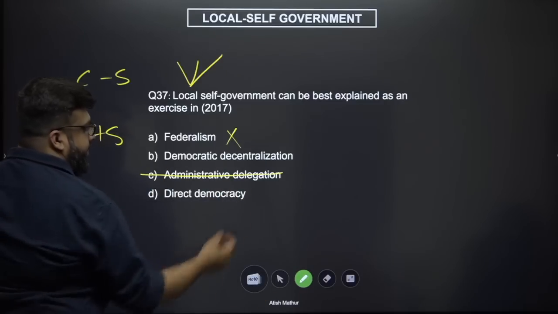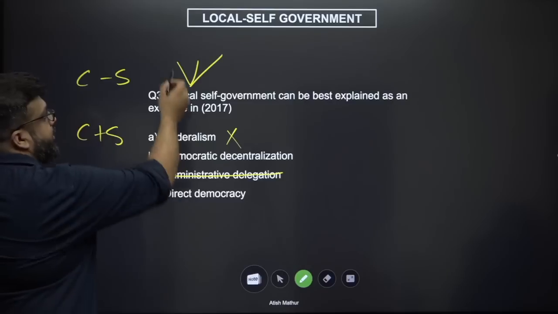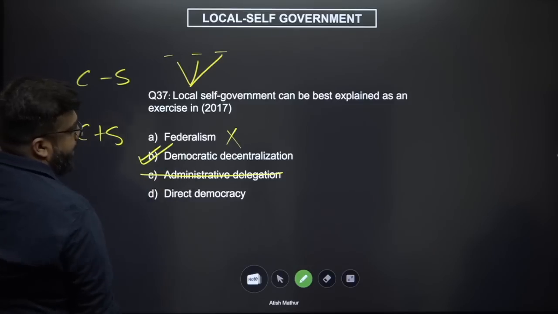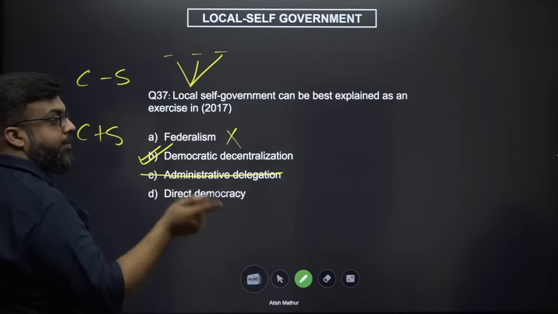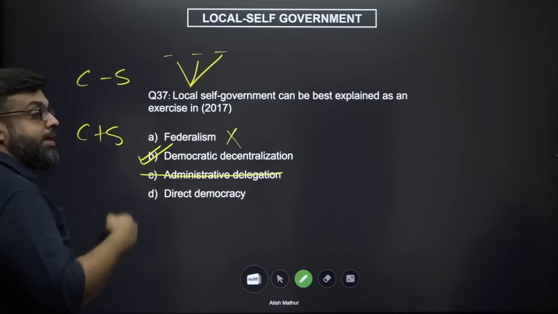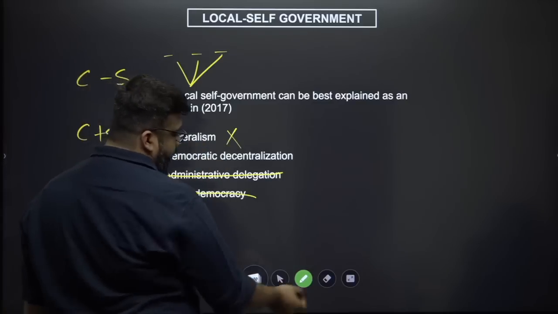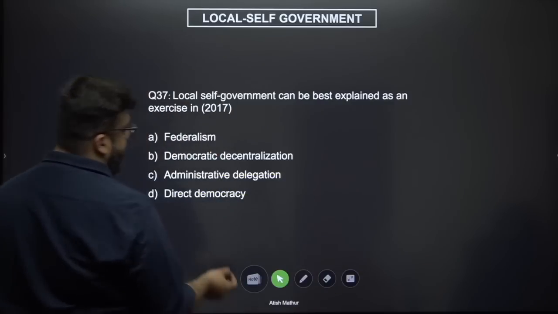So this is not the case. Direct democracy does not happen at all the 3 layers. So therefore your answer is democratic decentralization. Remember, I've discussed this. Devolution is our dream. Decentralization is our reality. Your answer would be B, democratic decentralization.